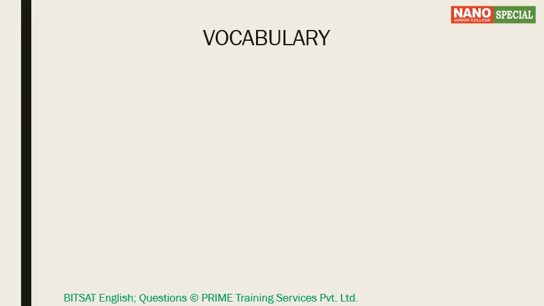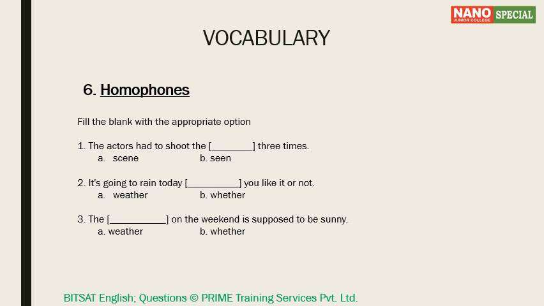Let's now look at the next question type, which is called homophones. Now what are homophones? Homophones are words which have similar pronunciation but are spelled differently, and they also have different meanings. Let's see some examples. Fill in the blank with the appropriate option. Let's look at this. The actors had to shoot the dash 3 times, and you've got 2 options out there. Scene, S-C-E-N-E and S-E-E-N. That's a fairly simple question. Obviously the answer is scene.